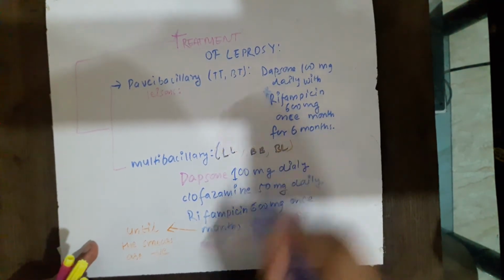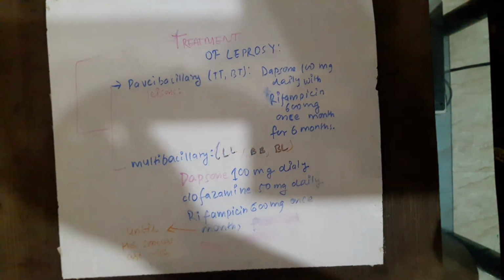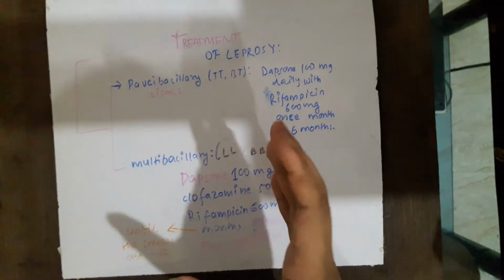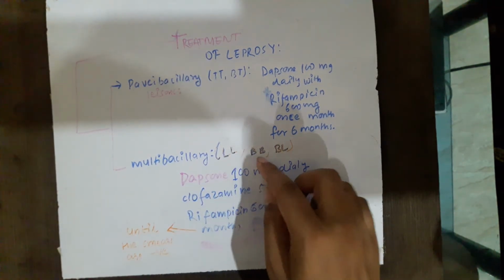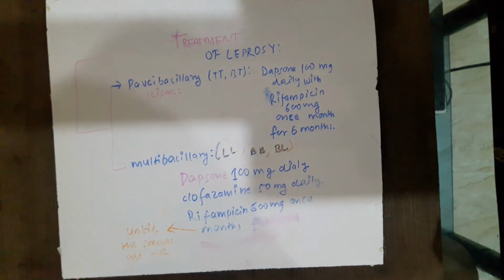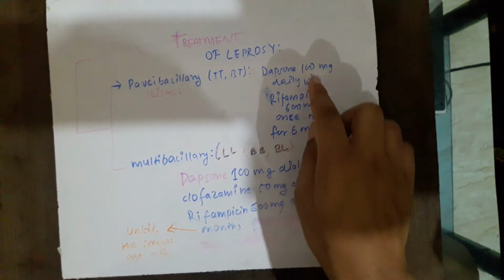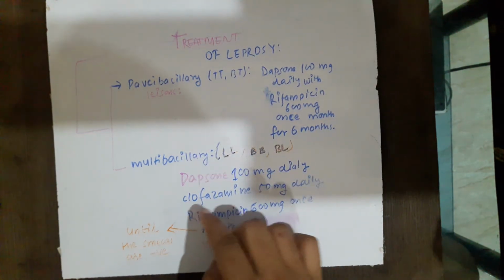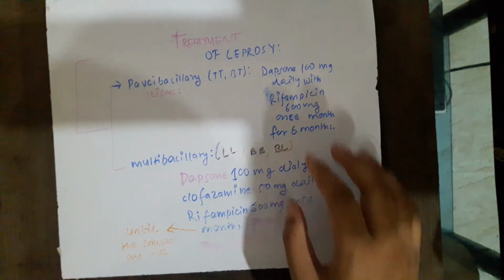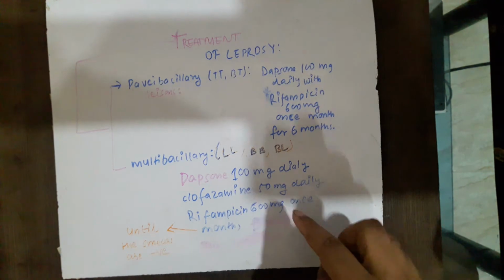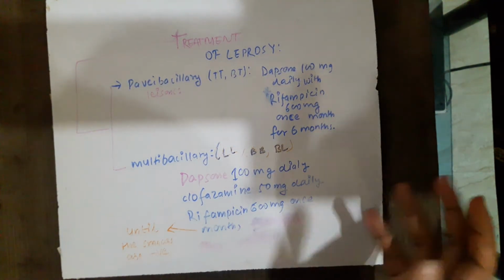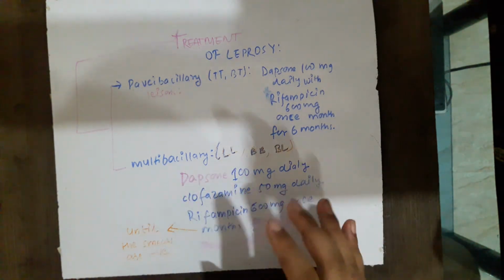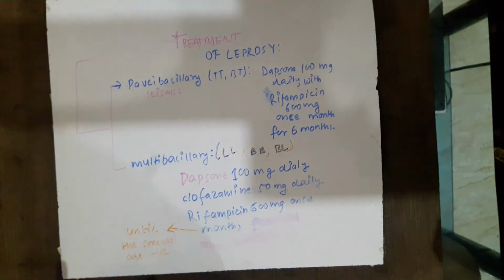I'll repeat it once. Multibacillary lesions include lepromatous, borderline and borderline lepromatous, and the treatment is dapsone 100 mg daily as in paucibacillary, clofazimine 50 mg daily which is an addition, and rifampicin 600 mg once a month until the smears are negative, or sometimes for 2 years, but until the smears are negative.